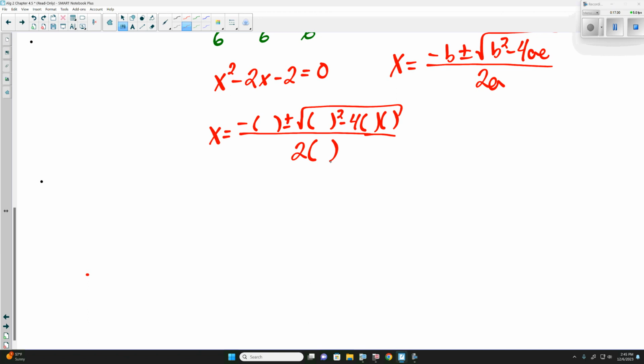I have a tendency to drag the pen. So negative b plus or minus the square root of b squared minus 4ac. Yes, because we have two of the solutions. One of them is our 1/2. The other is our negative 2/3. We're just trying to find the other two.